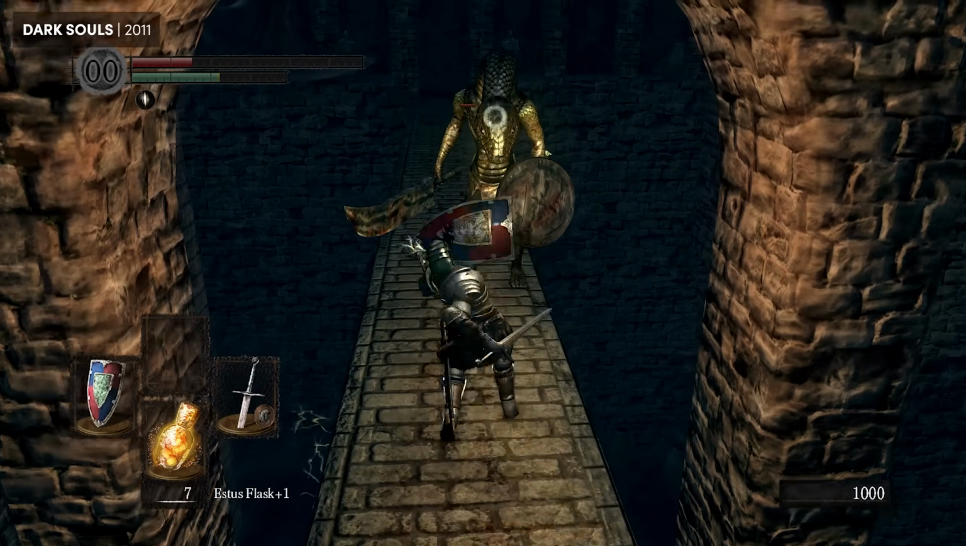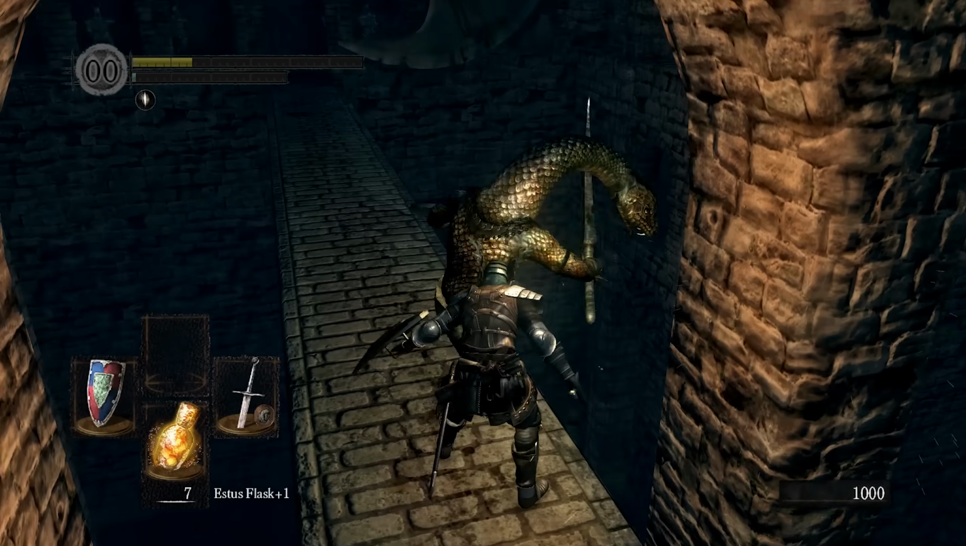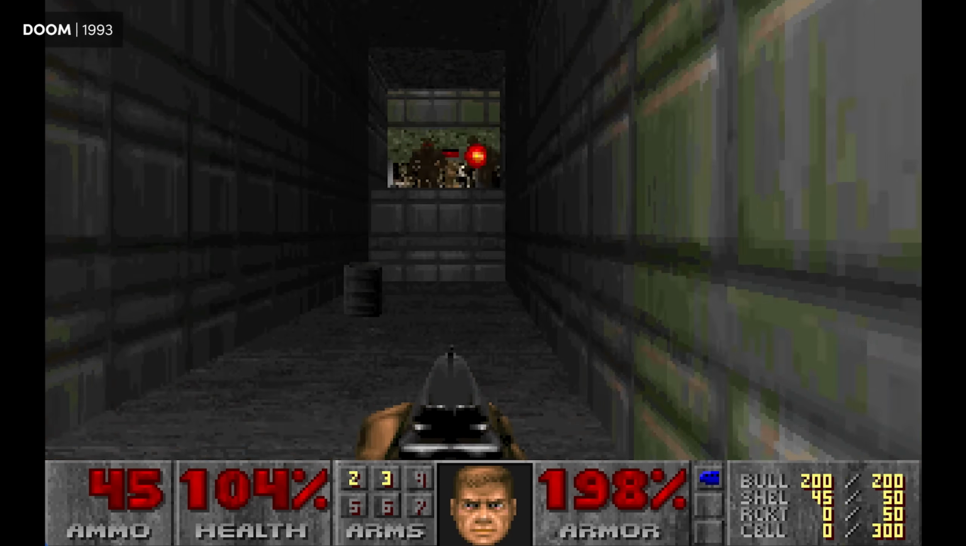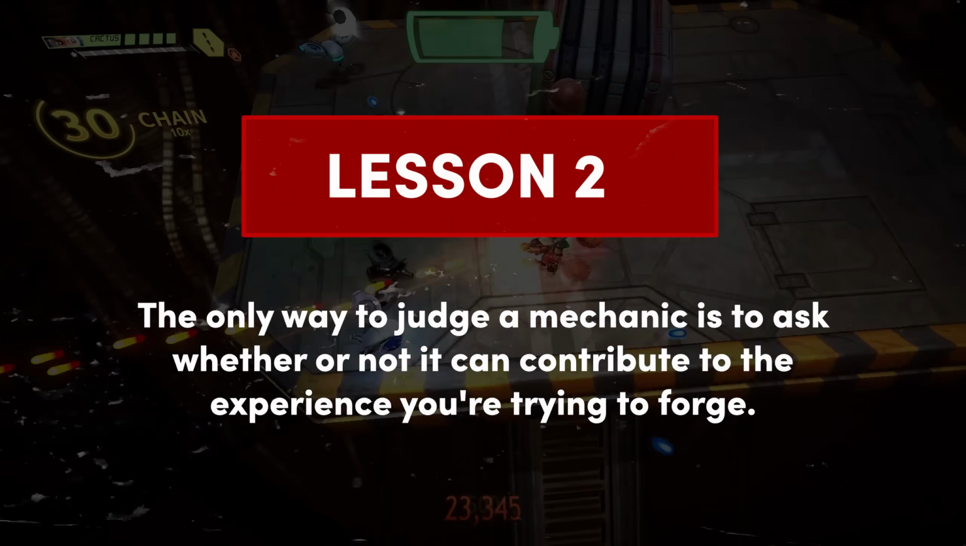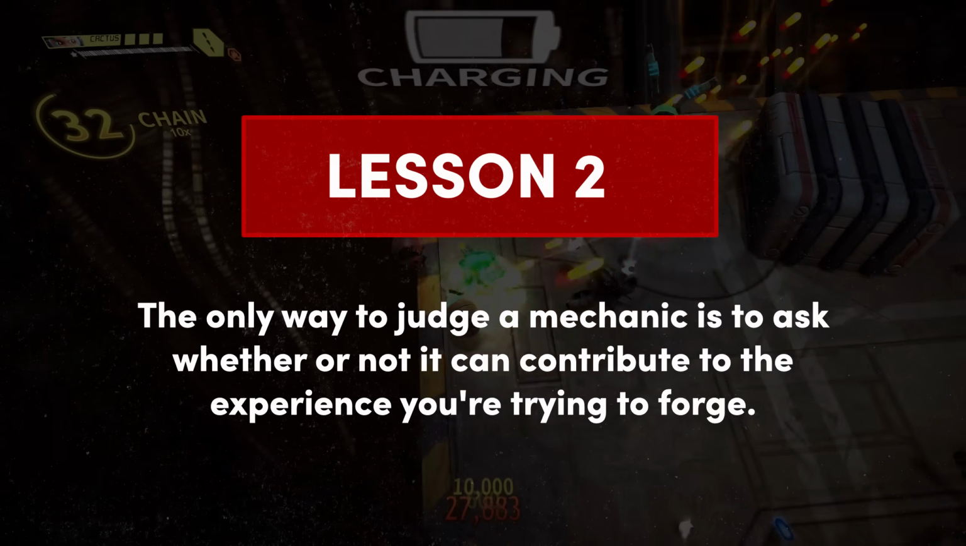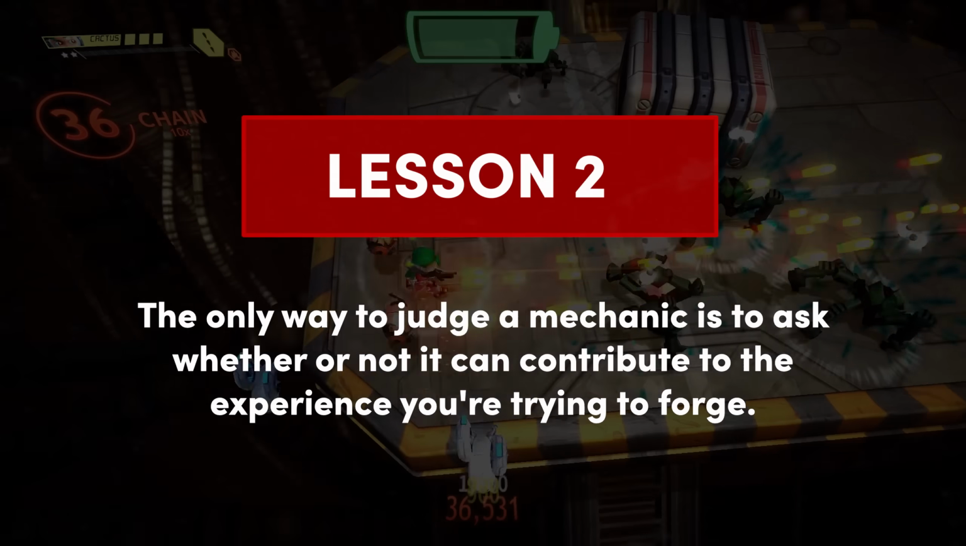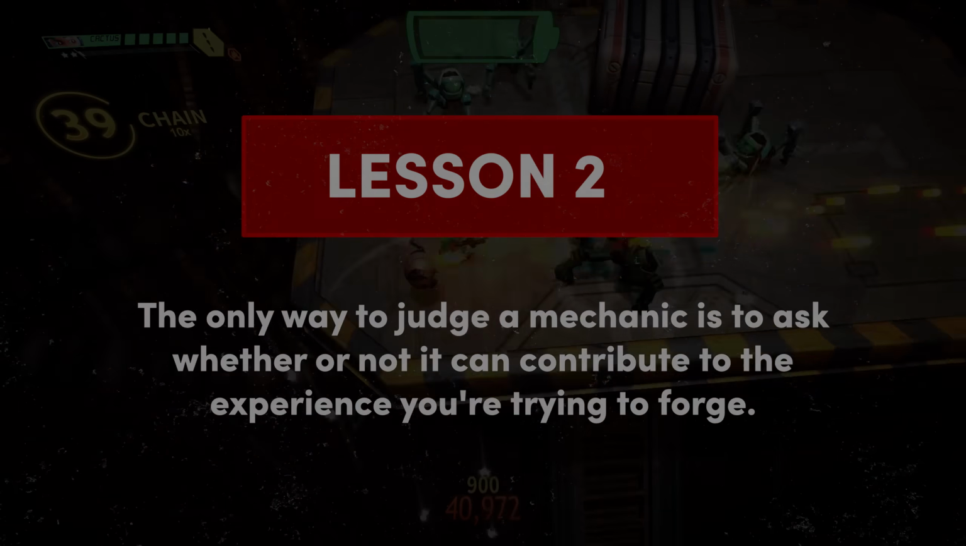It's tempting to use a game mechanic because it's trendy, or to ignore a game mechanic entirely because it feels out of date. But the only way to judge a mechanic is to ask whether or not it can contribute to the experience you're trying to forge.